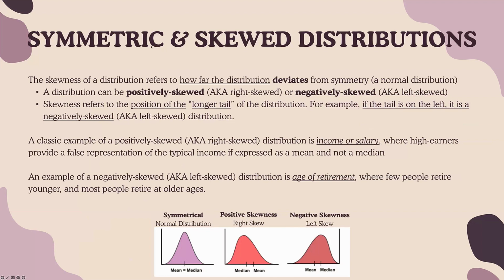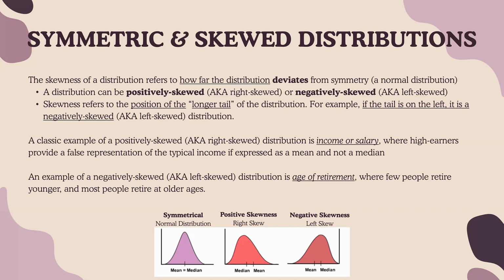So symmetry and skewness in distributions is important. Skewness refers to how far the distribution deviates from symmetry. So a nice bell curve, right? A normal distribution. A distribution can be positively skewed or right skewed, or negatively skewed. And skewness refers to the position of the longer tail of that distribution. So if the tail's on the left, it's left skewed or negatively skewed. Like I said before, a classic example of positively skewed or right skewed is income or salary, where high-end earners provide a false representation of what's average or typical income or salary.